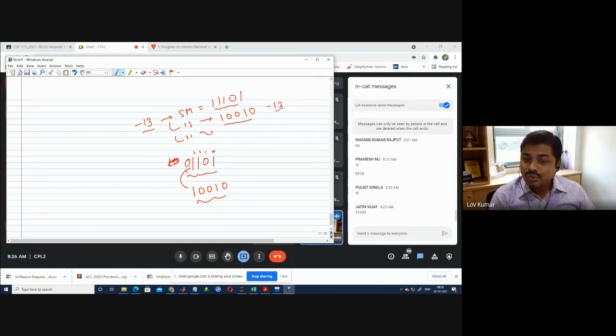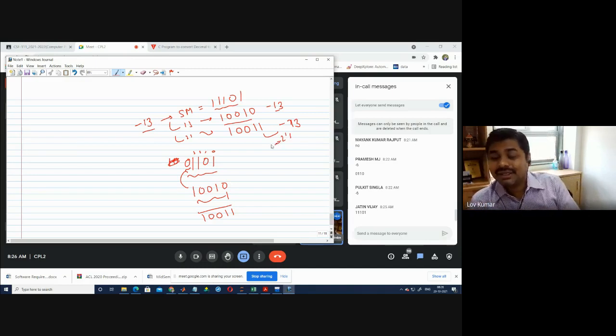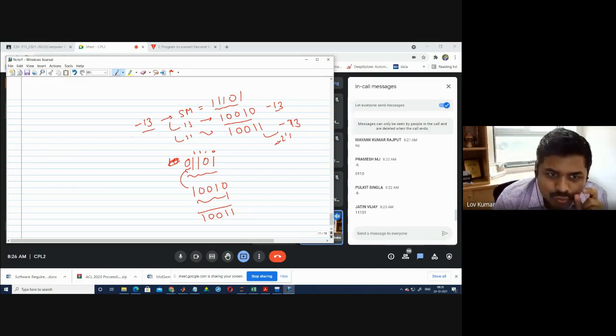If you are going for the 2s complement, again you have to add 1 here: 1 0 0 1 1. That will represent minus 13 in case of 2s complement. Okay. Now you can see there is also a direct method to find the value of 2s complement.